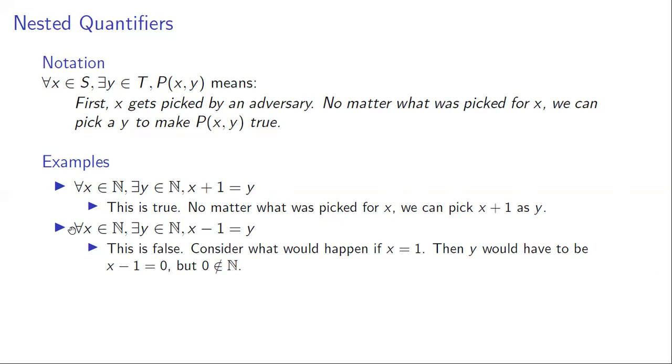But 0 is not a natural number. So it is false to say that no matter what the adversary picks, we can always pick a y such that x minus 1 is equal to y. Now, suppose the adversary picks 2. Then we can say y will be 1, and that will make it true that x minus 1 is equal to y. But again, this statement is claiming that it is true for all x in N. Here we show that there's a particular value of x, namely x equals 1, where it does not work. So therefore the entire statement is false.